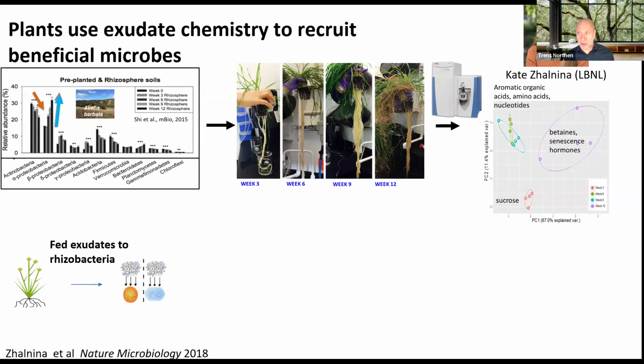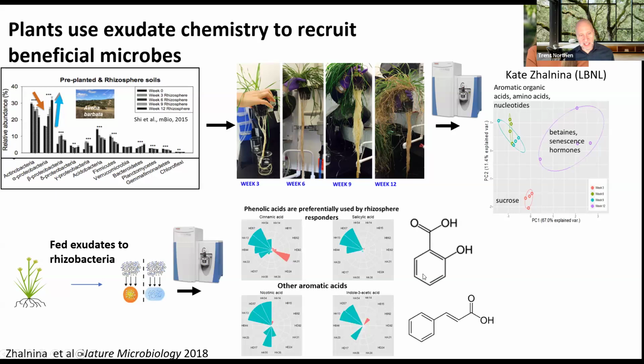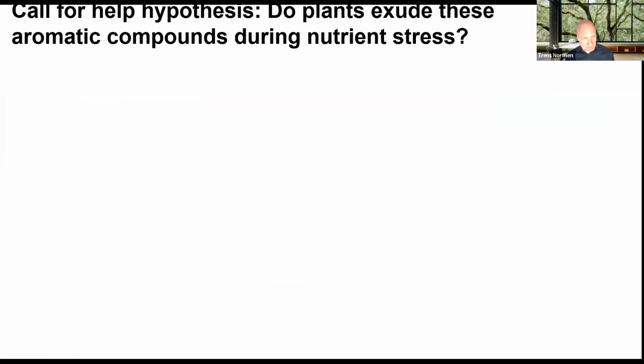So what we did is we took these exudates and we fed them to bacteria using exometabolomics, which is simply where you compare inoculated and uninoculated media to identify what's being used by the bacteria. And we found that the bacteria that become more abundant in the rhizosphere prefer to use these aromatic compounds, and they're not preferred substrates by the bacteria that become less abundant in the rhizosphere. So this is our entryway into this idea of matching plants and microbes using metabolites.